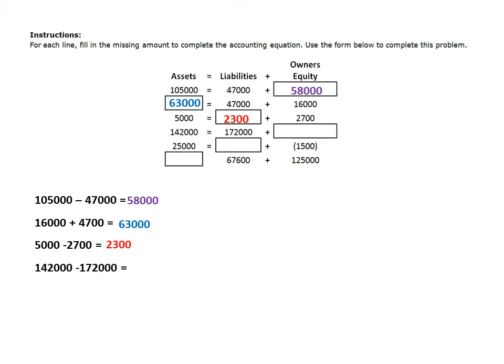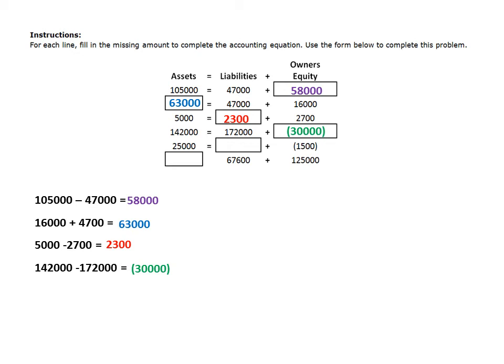And the next one, we have 142,000 in assets. We have 172,000 in liabilities. We're trying to find the owner's equity, so we're going to subtract the liabilities from the assets to find our owner's equity. And in this case, it's a negative 30,000, and we'll put that up there.